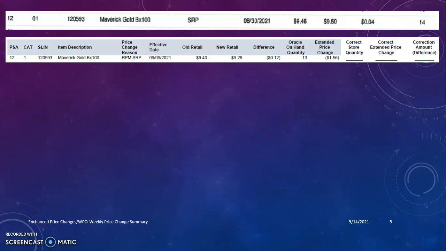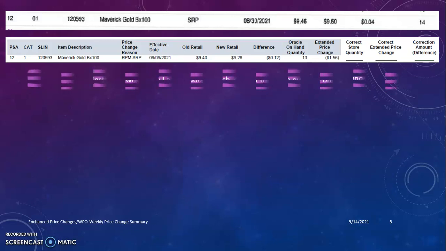In instances where your Q and your I are different. So in this example, you can see I have Maverick Gold Box 100s. Here, the I from my ISP is listed as 14. The Q is listed as 13. So, we need to correct this.